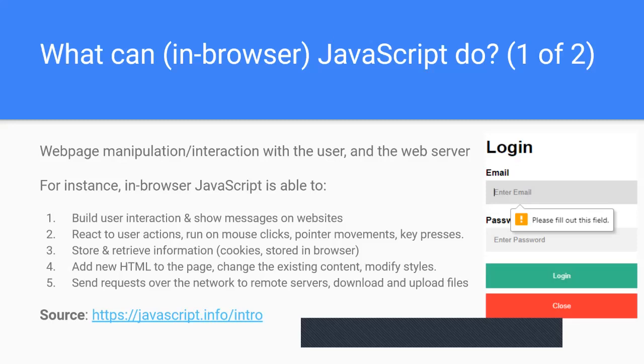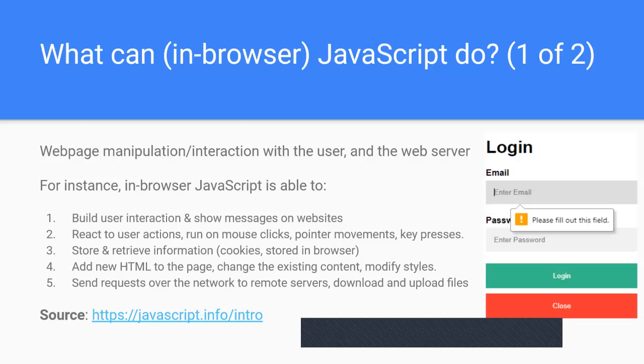user interaction. A second thing that JavaScript can do is it can react to the user who's clicking the button, moving the mouse, tapping on buttons, pressing keys on websites in the browser. It can react to it and respond to it.